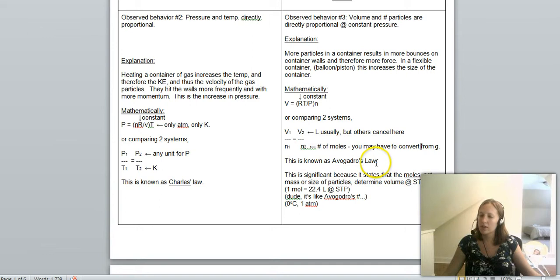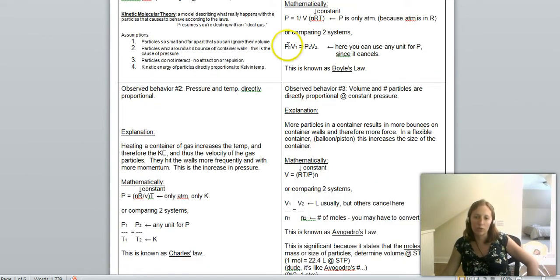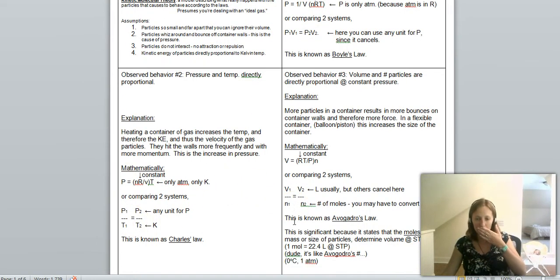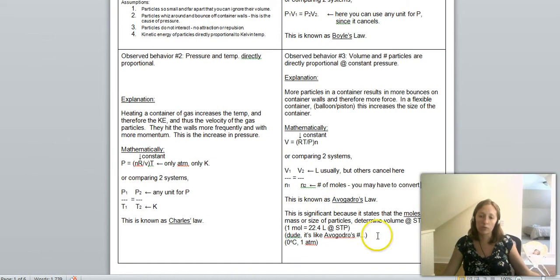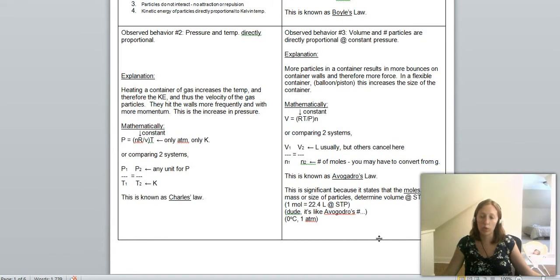This is Avogadro's law. This one isn't as common to run across as Boyle's law and Charles's law, but it's important because it's the third piece that allows us to construct the ideal gas law, because we've got the relationship between pressure and volume, pressure and temperature, and now we've got volume and number of particles. All that's left is R, which is a constant, so we can just work it out.